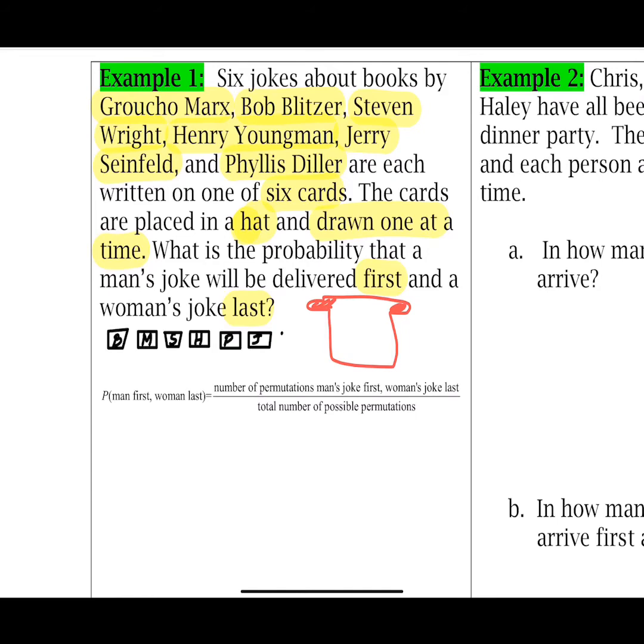So what we do here is you take the cards and put them in the hat. You're putting all the cards in the hat and then you're randomly picking one card at a time. So let's say I pick just this card. When I pick a card, that's the first card. Now that's not what they're asking us. They're giving us a condition. They say, what is the probability of the man's card being delivered first and the woman's in the last?